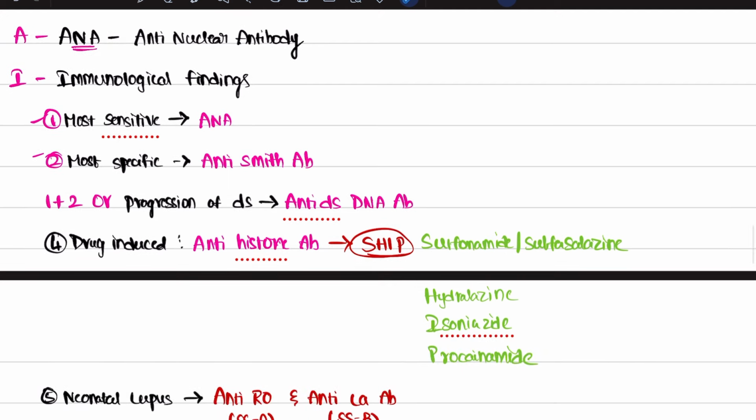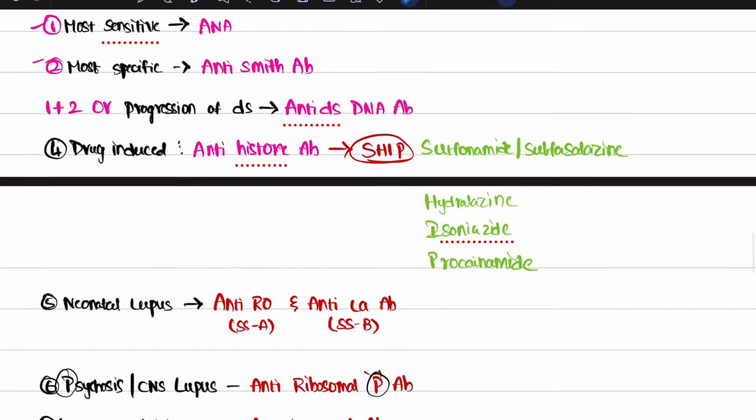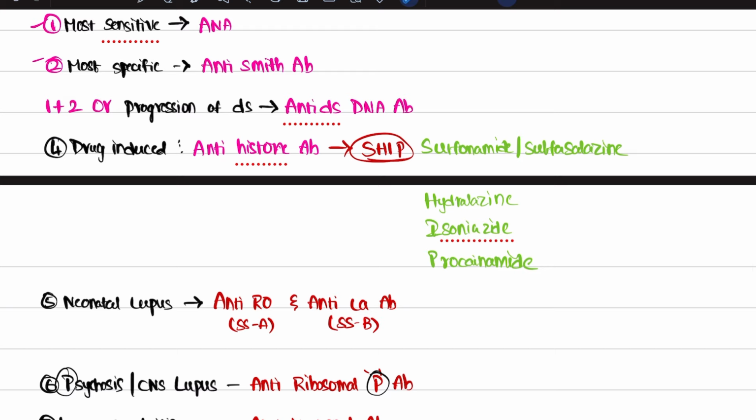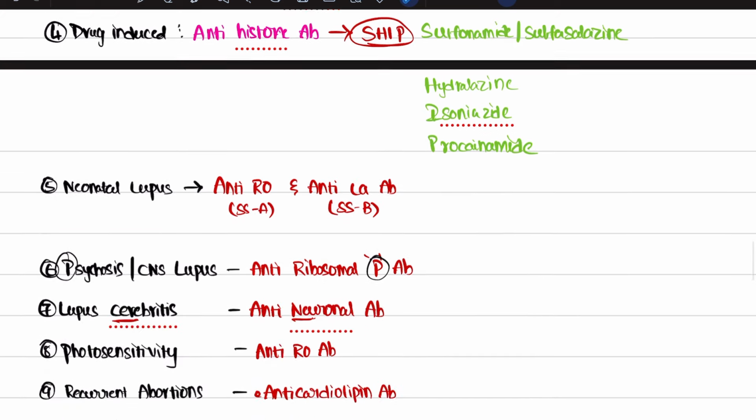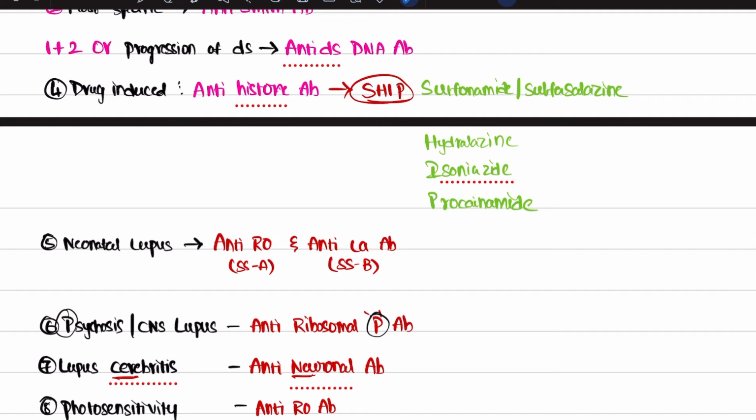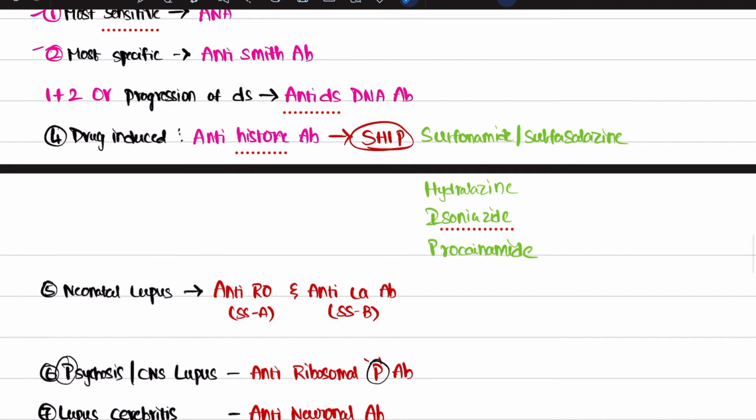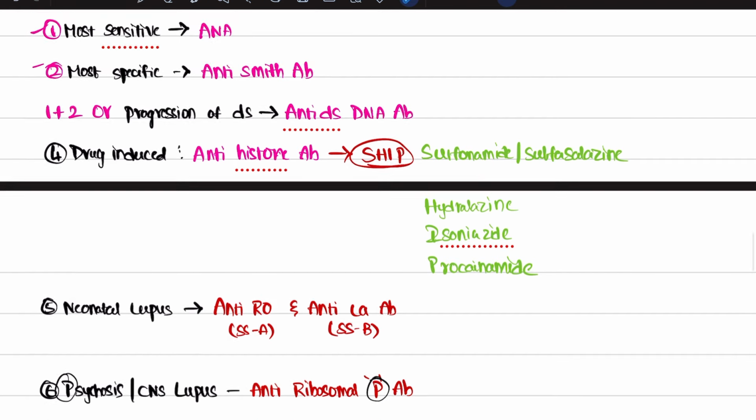And if the question asks about the progression of the disease, you are just going to answer anti-dsDNA antibody. And SLE is also caused by some drugs. We remember it by the mnemonic SHIP drugs. S stands for sulfonamides or sulfasalazine, H stands for hydralazine, I stands for isoniazid, and P is for procainamide.